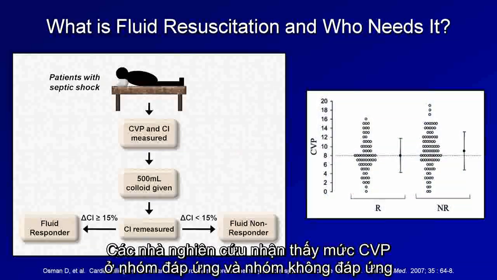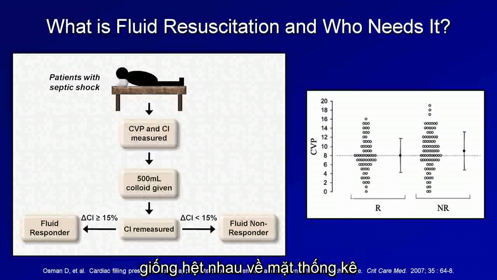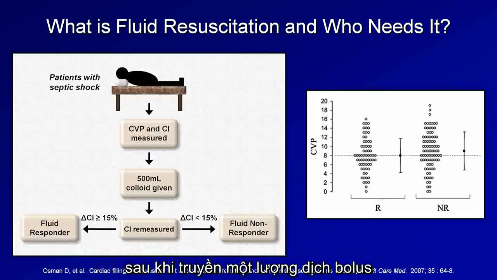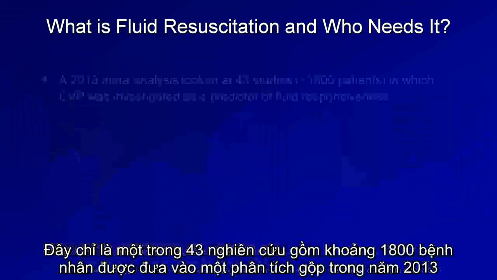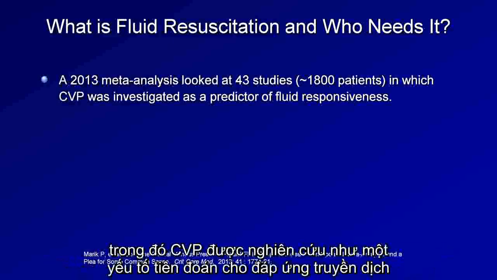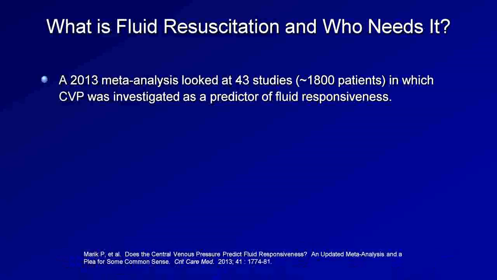Well, the investigators found that the CVPs in the responders and non-responders were statistically identical. Or put another way, the CVP had no predictive value in determining which patients would have improved cardiac index after administration of a fluid bolus. This is just one of the 43 studies, including about 1,800 patients, which were included in a 2013 meta-analysis in which CVP was investigated as a predictor of fluid responsiveness.